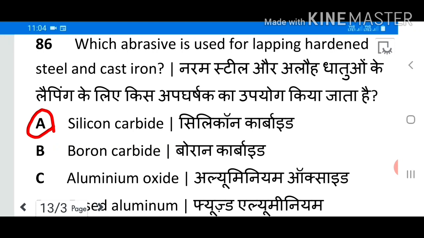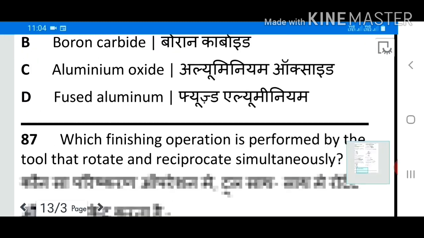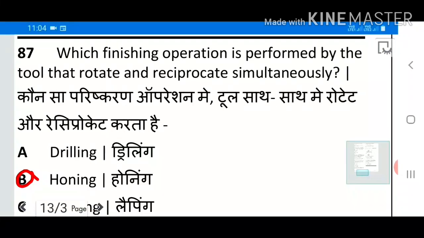86. Which abrasive is used for lapping hardened steel and cast iron? Answer A. Silicon carbide. 87. Which finishing operation is performed by the tool that rotates and reciprocates simultaneously? Answer B. Honing.